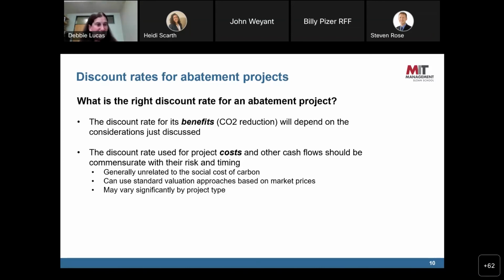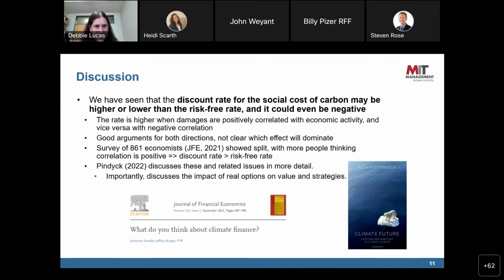I'm mentioning this just because I have a PhD student here who was asking the question, is the social cost of carbon relevant to the MBTA in Boston deciding the value of a seawall? It's certainly necessary to figure out the discounted value of the benefits of the seawalls. But for project costs, you want to use the same principles.